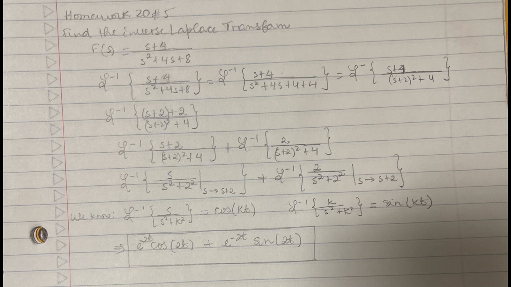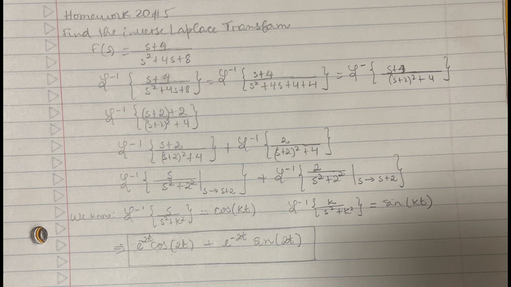So I see that I have an S squared plus 4S. To find my missing term, I did 4 divided by 2, which gives me 2. So I know the term that I'm missing is just 2 squared, which is 4. The good thing is that I have an 8. I will split that into 4 plus 4 so I can reconstruct my square. I'm looking for the Laplace inverse of S plus 4 over S squared plus 4S plus 4 plus 4. Then I transform my S squared plus 4S plus 4 into S plus 2 squared.